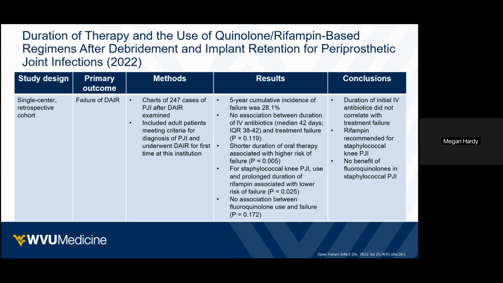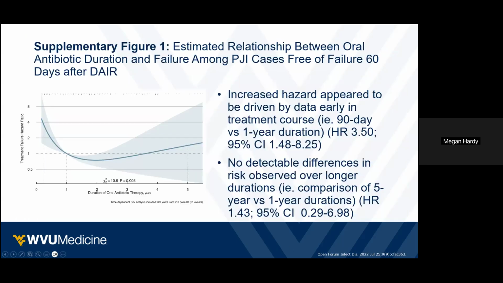And rifampin in this particular patient population was recommended for this study for staphylococcal knee PJI specifically, and there was also found to be no benefit of fluoroquinolones in staphylococcal PJI, which makes sense when we think about how we utilize fluoroquinolones for treatment or targeted therapy. So this is from that same study. So I just thought that these were kind of cool to include.